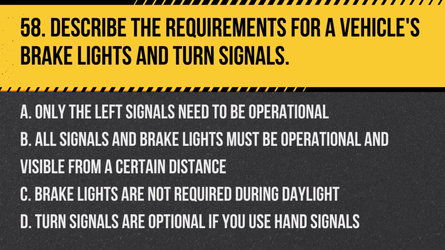Question 58. Describe the requirements for a vehicle's brake lights and turn signals. A. Only the left signals need to be operational. B. All signals and brake lights must be operational and visible from a certain distance. C. Brake lights are not required during daylight. D. Turn signals are optional if you use hand signals.